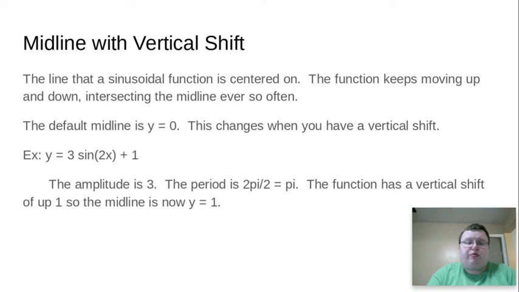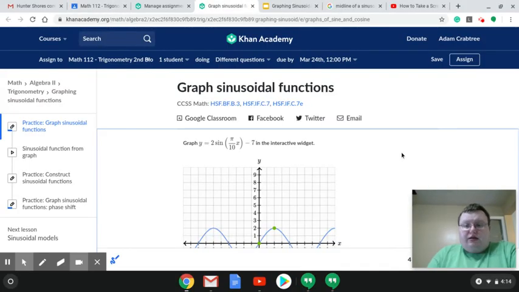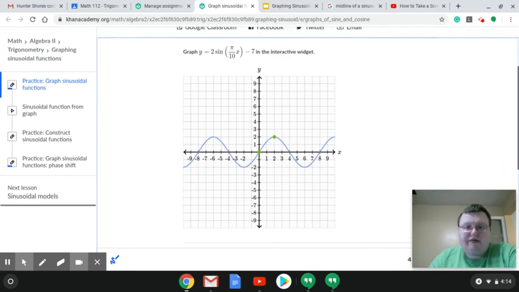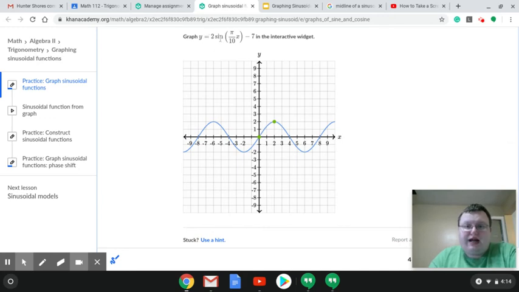So when you're doing the problems on the assignment, let's go to an example problem. Let me scroll down. The function here is y equals 2 sine of pi over 10 times x, all in parentheses, minus 7. So this has been shifted down 7. The very first thing I would do, honestly, is take care of the midline. It's going to be shifted down 7, so I'm going to move this starting point.